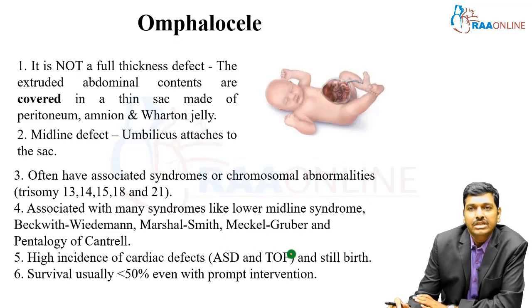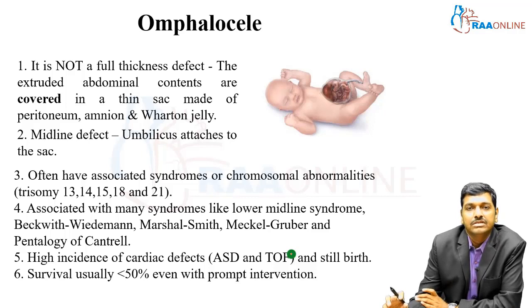Coming to omphalocele, it's also called exomphalos. It is not a full thickness defect. This is the most important difference between gastroschisis and omphalocele. The extruded abdominal contents are covered in a thin sac made of peritoneum, amnion and Wharton jelly. This is a midline defect. Umbilicus attaches to the sac.